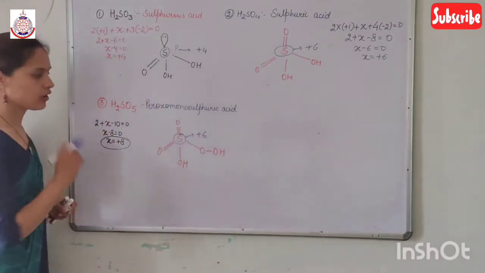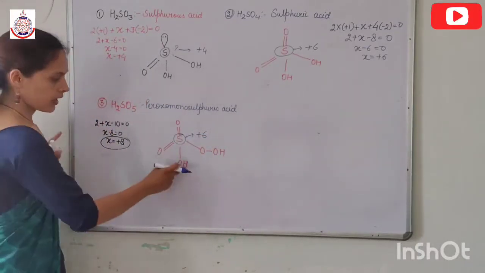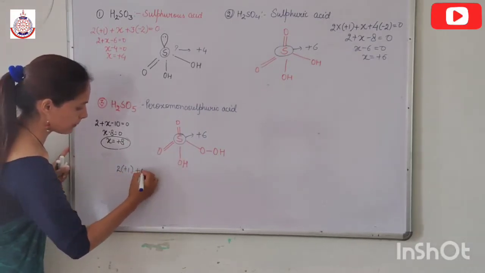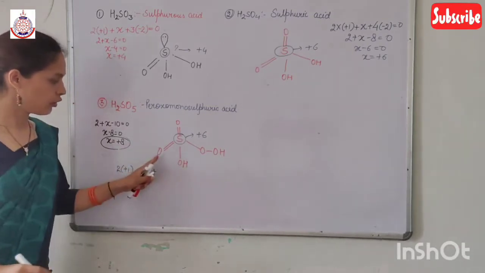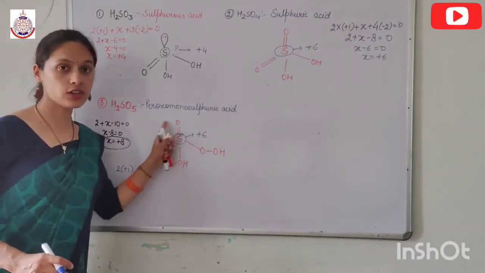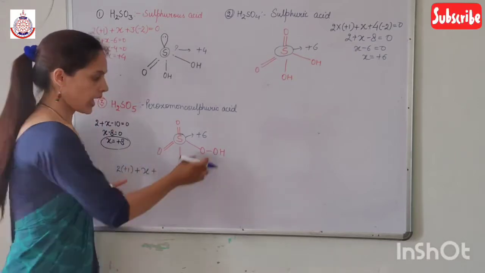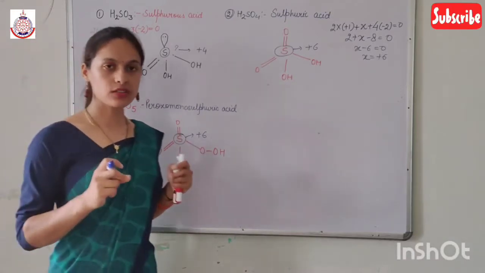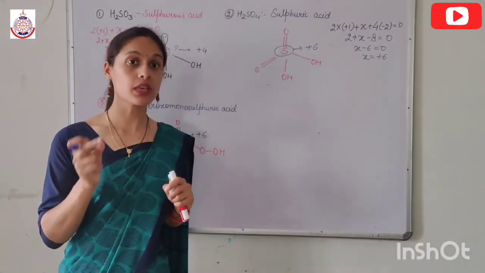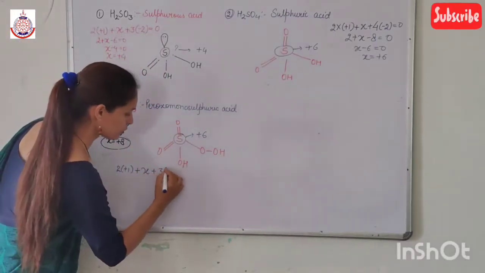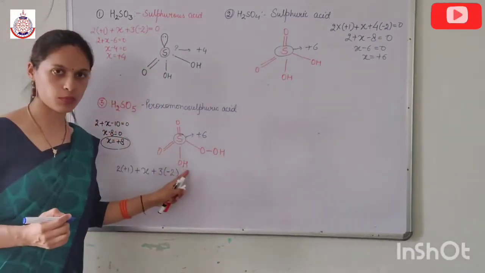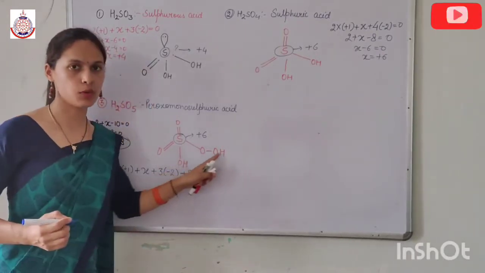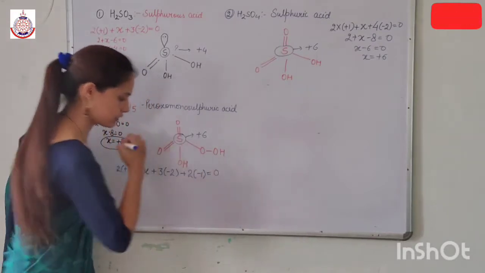Now, if I calculate the oxidation state by this method, hydrogen 2 into plus 1, plus x, plus 3 oxygens present in the form of the oxide, and 2 oxygens present in the form of the peroxide. We know that in peroxide, the oxidation state of oxygen becomes -1. So 3 into -2, because 3 are present in the form of the simple oxide, plus 2 into -1, because 2 are present in the form of the peroxide, equals 0.